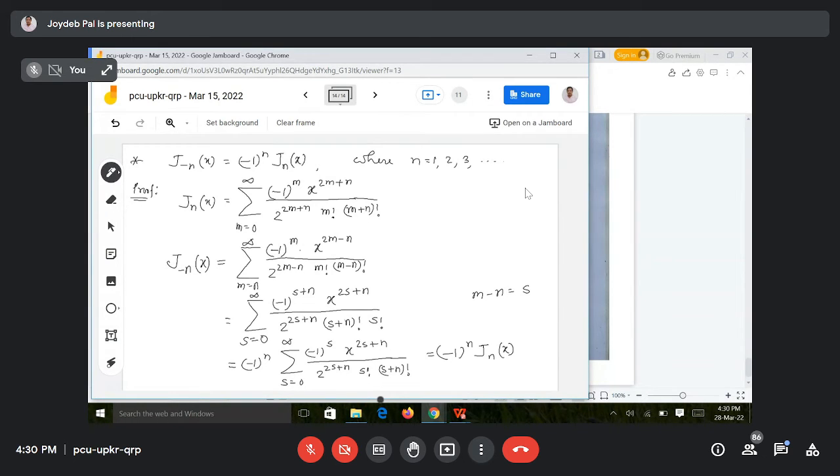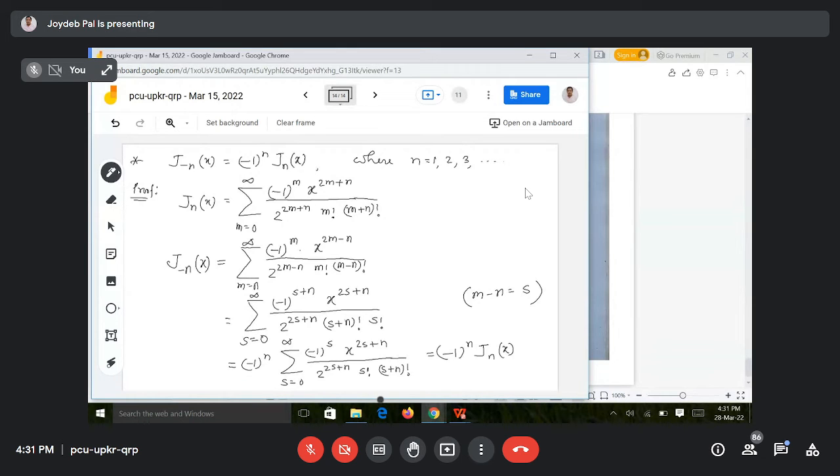Look, the most interesting part is the first part here, the lower limit. That is the main part in this derivation, isn't it? If you start with 0 to infinity, then it becomes wrong. Summation should start from n to infinity. And then m minus 1 is equal to s, and you will get the result. Is everything clear? Yes, sir.